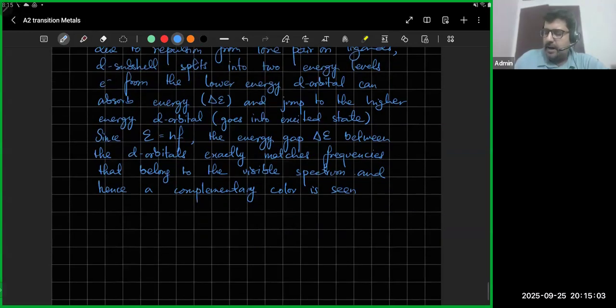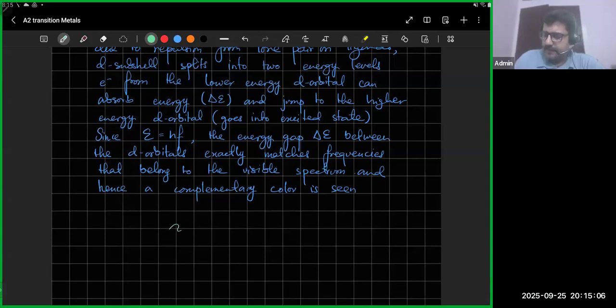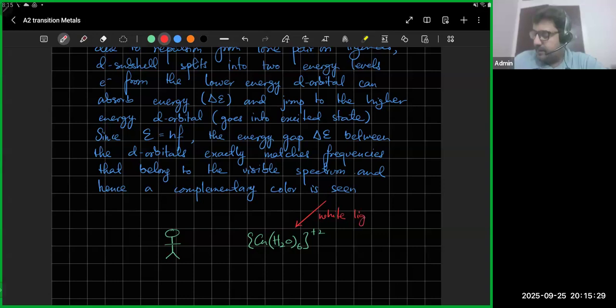Which means you're going to see the opposite color. For example, how do you see light? There's a person standing over here, and there's a transition metal complex, [Cu(H2O)6] 2+. Now white light is falling onto it. White light is a combination of all the frequencies: violet, indigo, blue, green, yellow, orange, and red. And light is going to get reflected and reach your eyes.